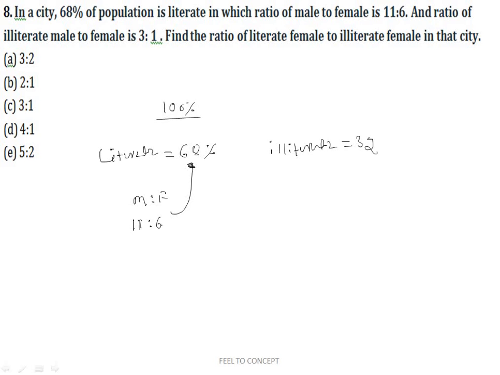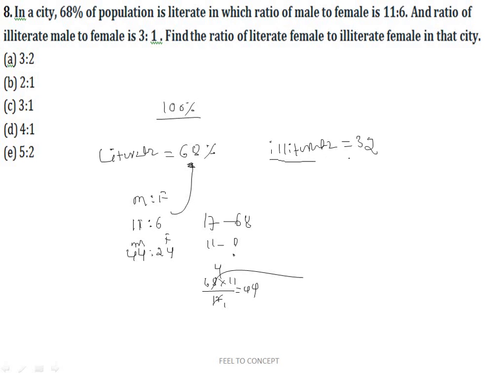The sum 11 plus 6 equal to 17, 17 equal to 68. 11 equal to how much? 68 into 11 divided by 17. 17 fours are 68, so there should be 4 times. 11 fours are 44, 6 fours are 24. Literate male and female is 44 and 24.